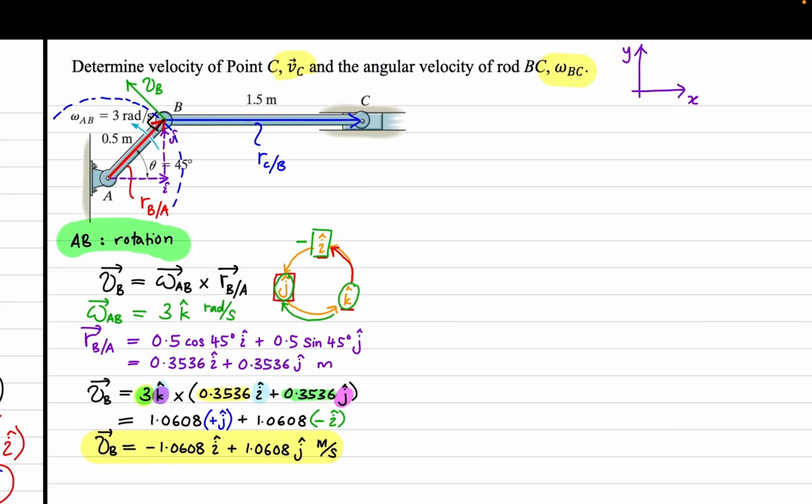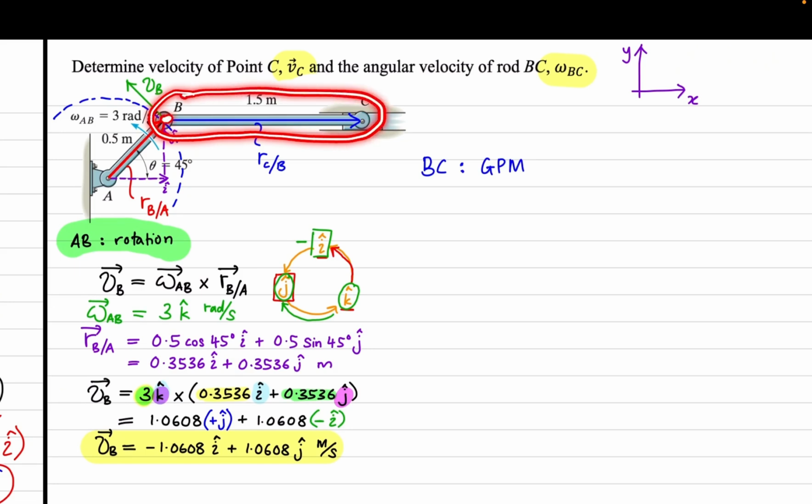Now we move on to the second part, which is the BC. BC here is going to be general plane motion. Why? Because point B is rotating around A, and point C is moving left and right, translation. So you have a combination. In this rod BC, one end is rotation, the other end is translation. That's why this is general plane motion.